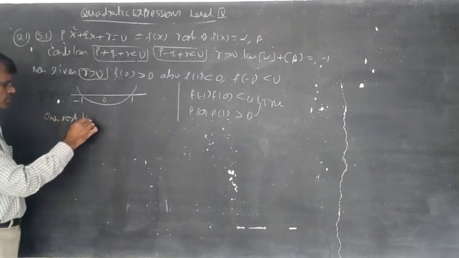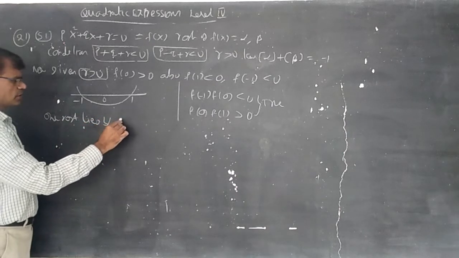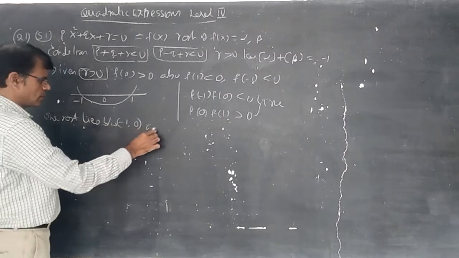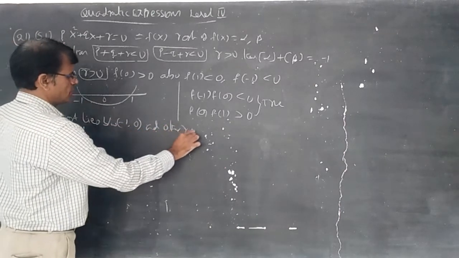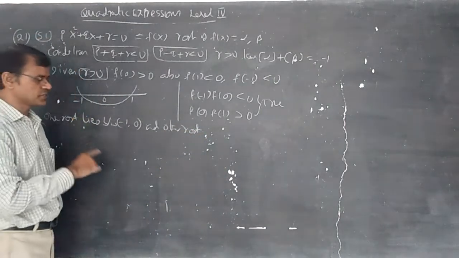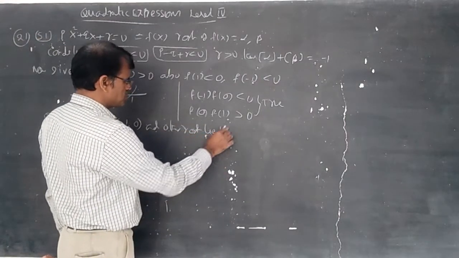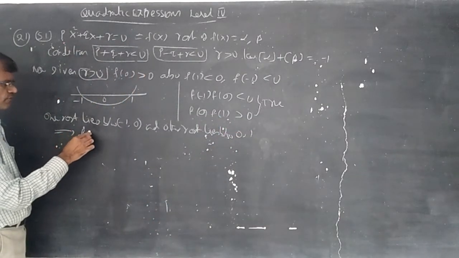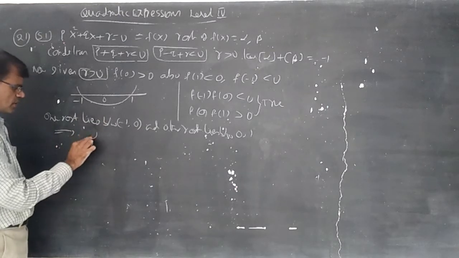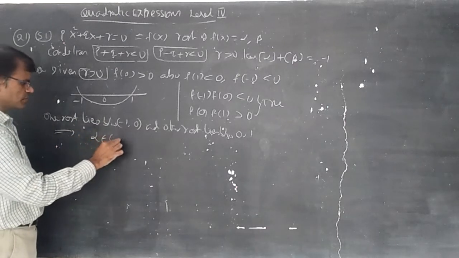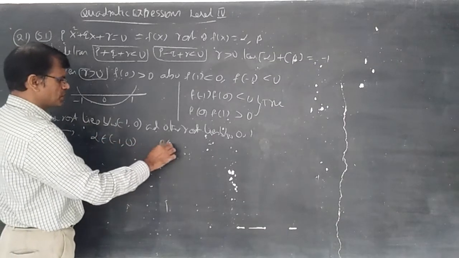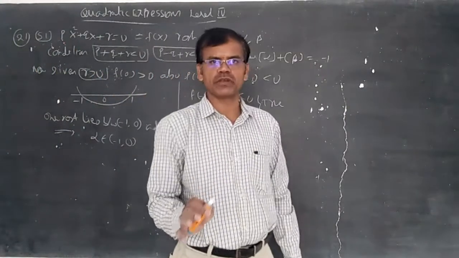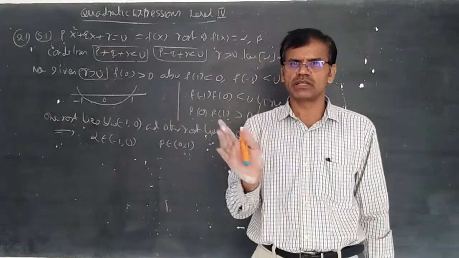One root lies between minus 1 comma 0, open. According to the location of roots concept, the other root lies between 0 comma 1. This is the correct concept. So you can understand alpha belongs to minus 1 comma 0, beta belongs to 0 comma 1. Students, minus 1 open, 0 open. You can understand minus 0.9, minus 0.6 like that.